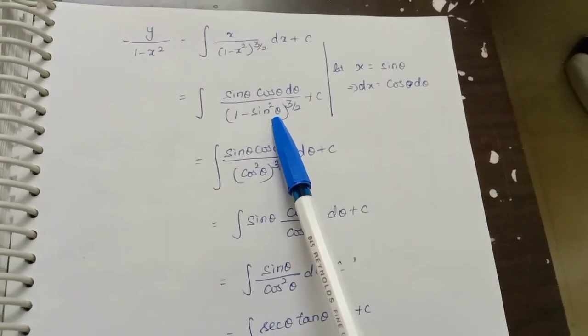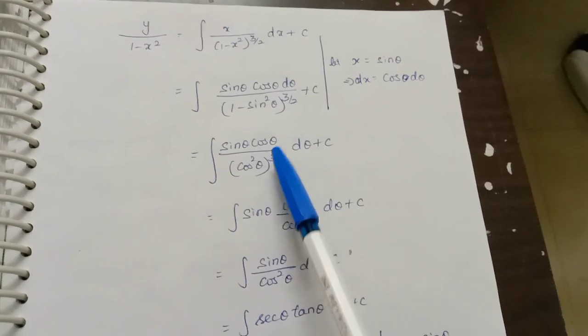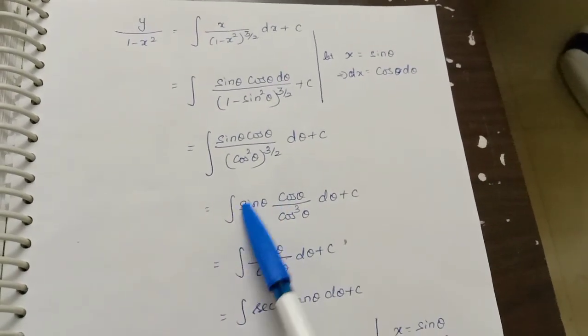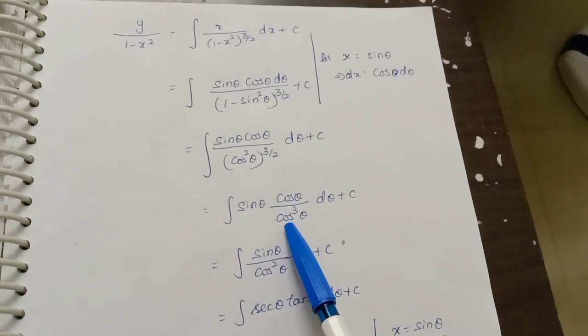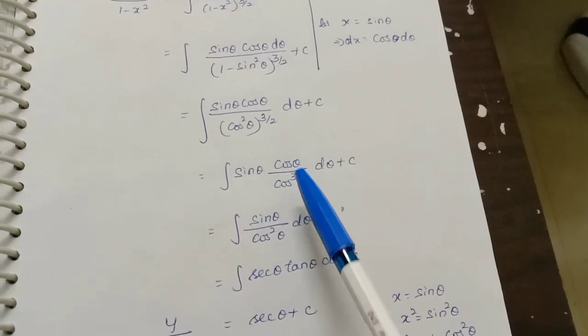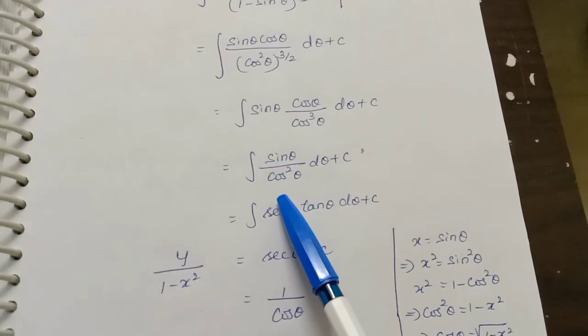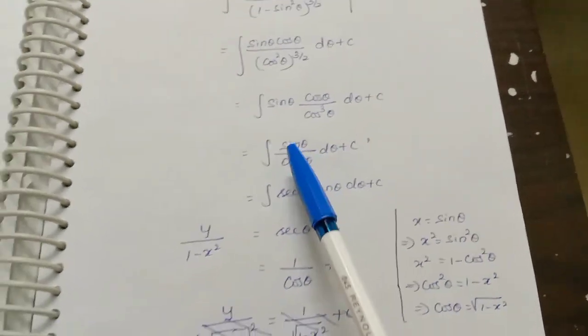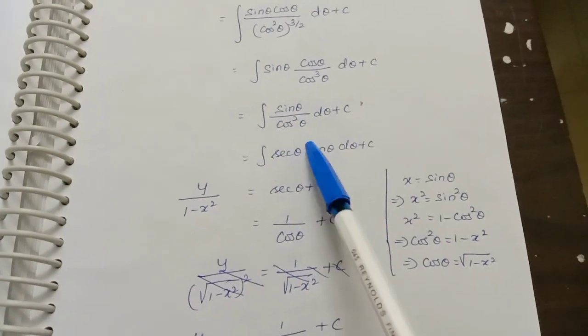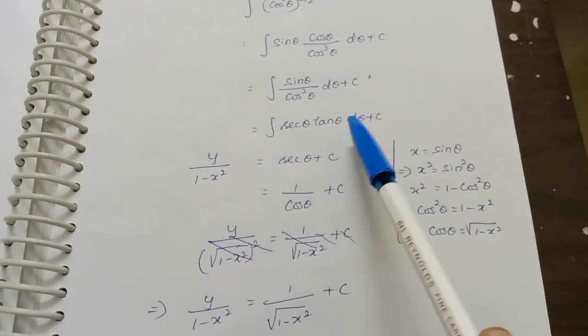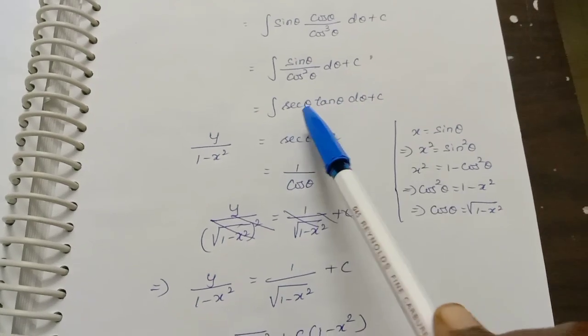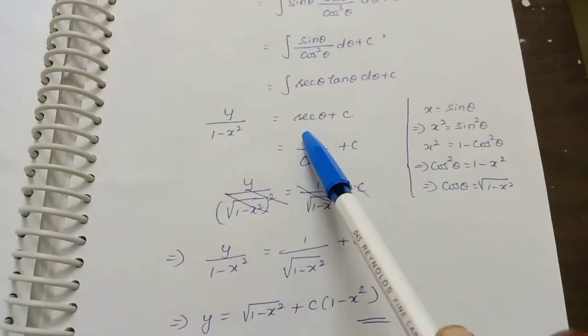So 1 minus sin square theta is cos square theta. Cos square theta power 3 by 2 will become cos cube theta. So sin theta cos theta by cos cube theta. One cos theta we can cancel, so it will be sin theta by cos square theta d theta plus c. Sin by cos is tan and 1 by cos is secant. So integral secant theta tan theta plus c. The integration of this is simply secant theta.